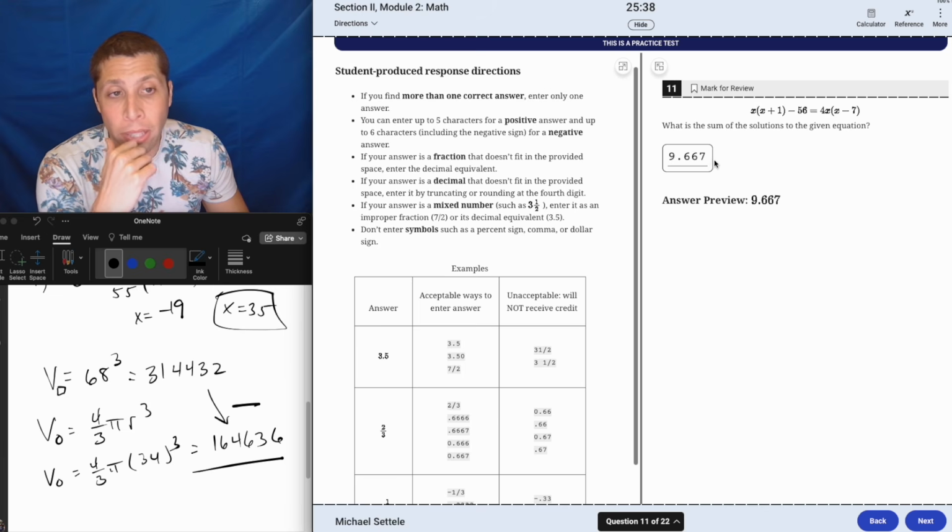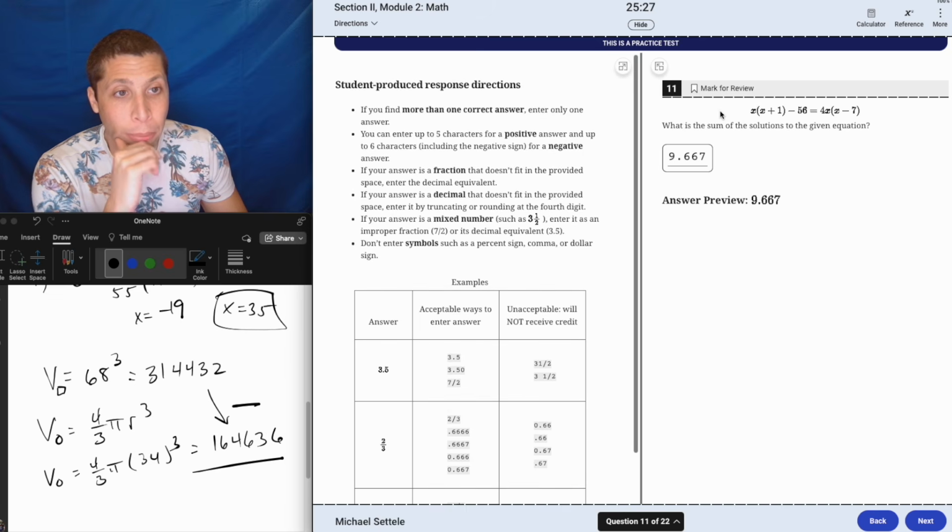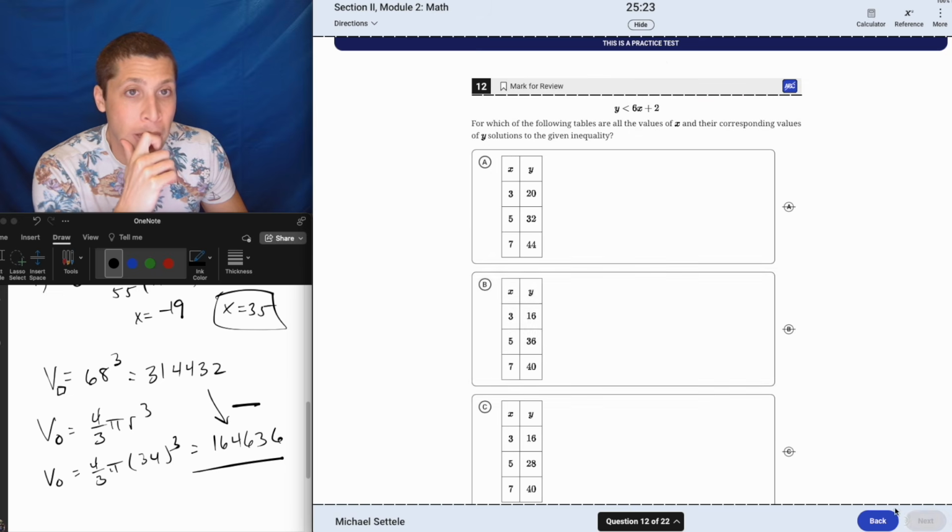Always go to the end if you have a decimal that is clearly repeating. 9.667 is very clearly a repeating decimal of some sort of 2/3 in there. So yeah, you got to put it that way. I'd love to have the fraction of that, so maybe I'll come back if I got time.